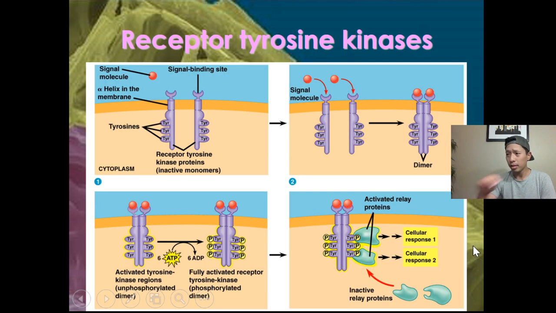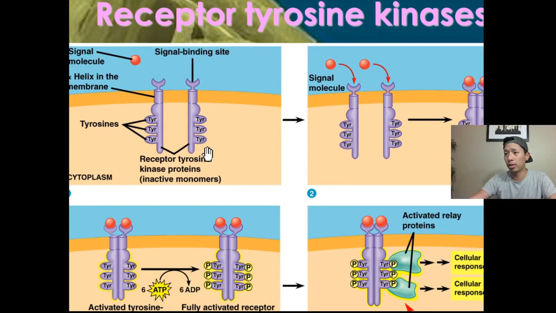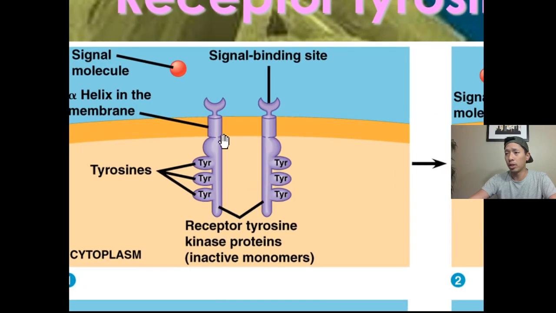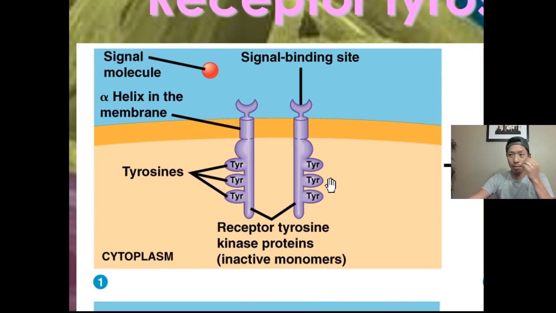Now, the next kind is also similar, but it's a little bit more complex just because there's more moving parts to it. This is called a tyrosine kinase, and these always show up in twos. They're monomers. Each of these is a monomer, and they get their name because of these tyrosine amino acids on the side. Okay, you don't need to worry about that too much.